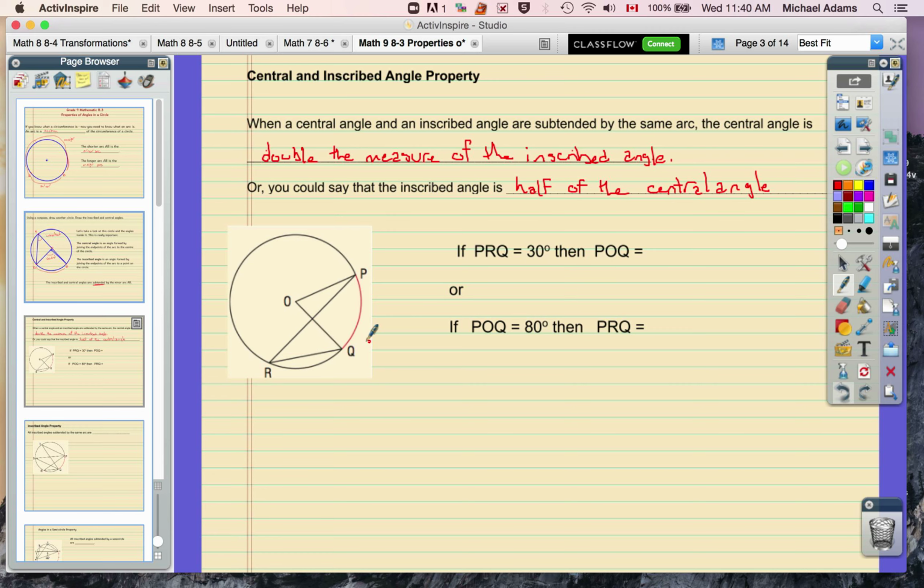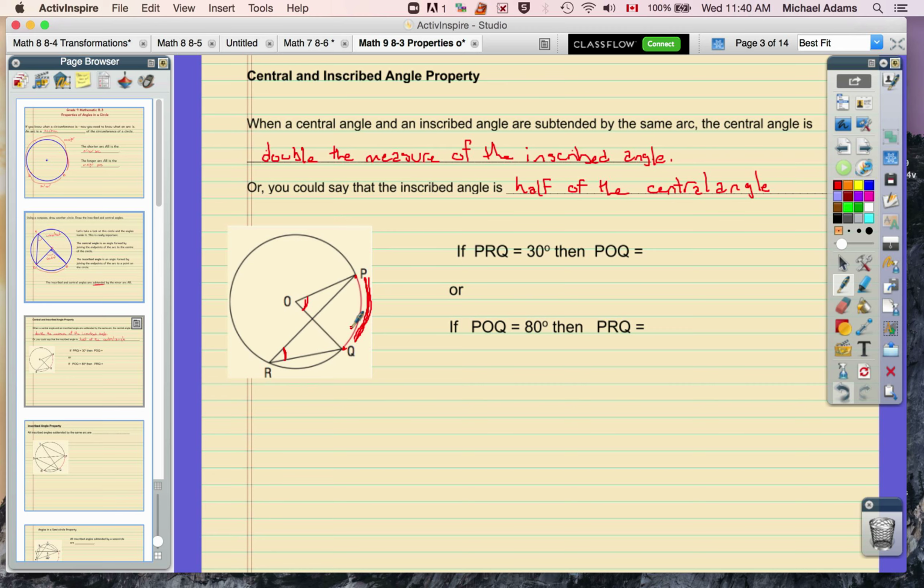Now, this circle and the angles in here as well. First thing I want you guys to understand is I've got two angles here. I've got angle POQ, and I've got angle PRQ. And they both share this same arc. They share the arc PQ, and PQ is a minor arc.